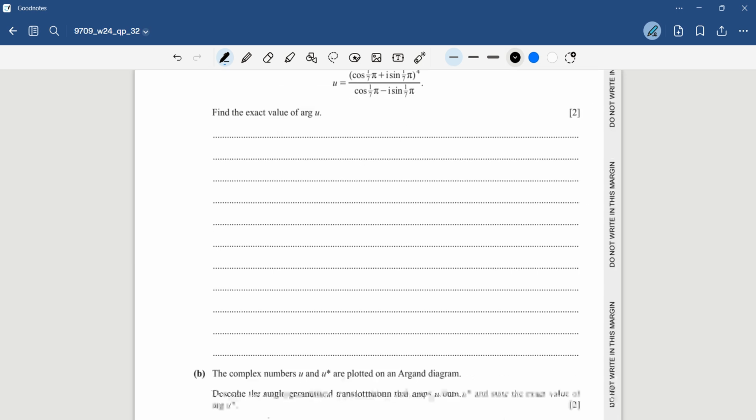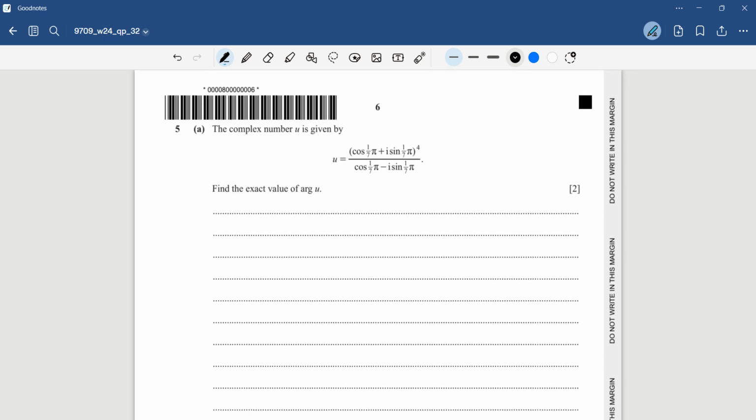Question number 5. The complex number u is given by this. Find the exact value of the argument of u. If I notice here, there is a denominator, which is cos 1 over 7 minus i sin 1 over 7. So what I do is multiply with the conjugate first.